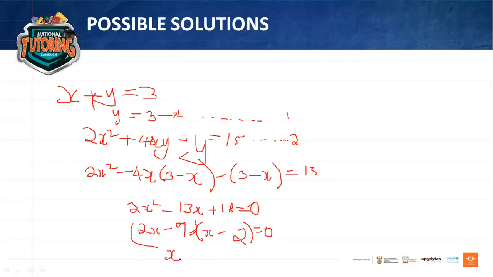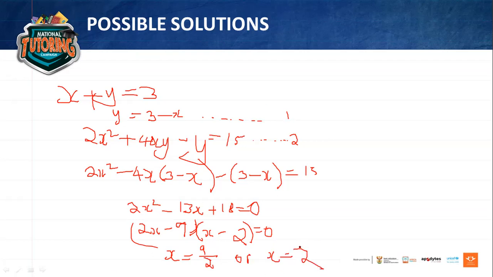It's easy to get the value of x. Equate this to 0, then you transpose the 9, you get 9 over 2, okay? Or then you can move this side, you're going to get x is equals to 2. Then, guys, we have solved for x.